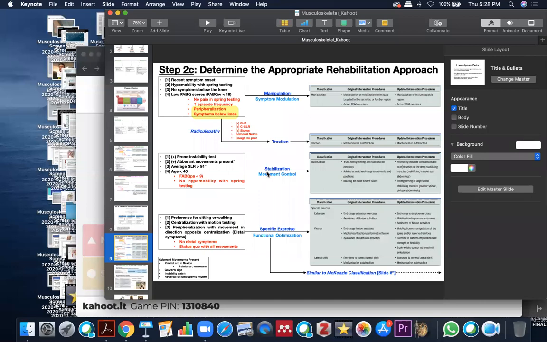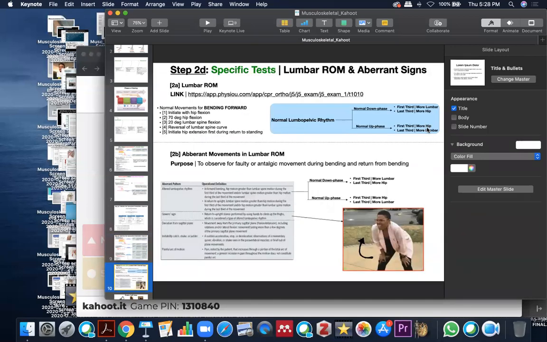Yeah, that's actually true. Let's see. Yeah, because when you, hip is first and then lumbar. Yes, thank you for that.